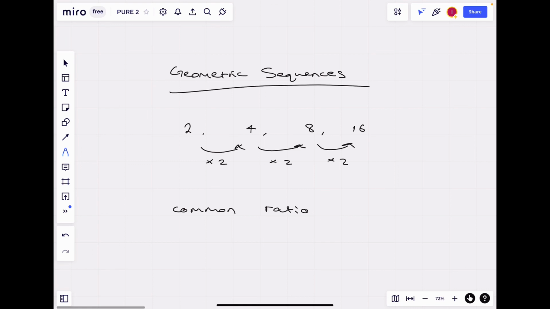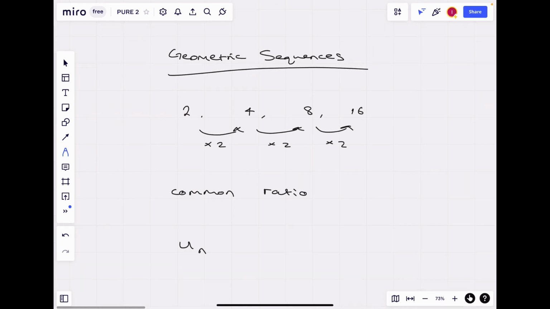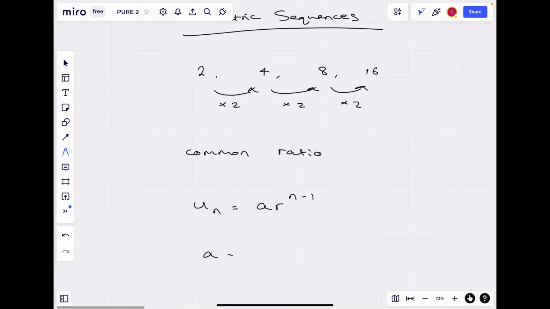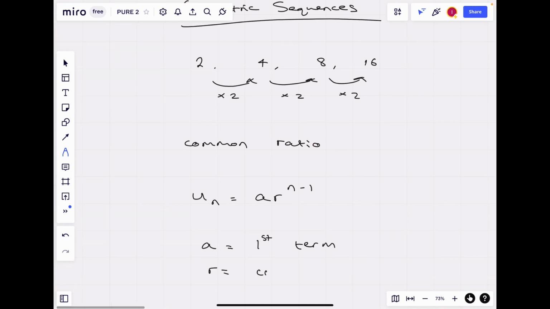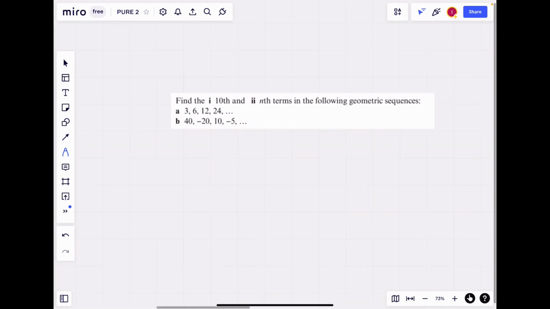Because geometric sequences have a common ratio and each term is separated by a multiple, the formula for the nth term is going to be different. We saw a plus n minus 1 d. In this case, you have ar to the power of n minus 1, where a is still your first term, but now r is your common ratio. Okay, cool. So let's have a look at this example.